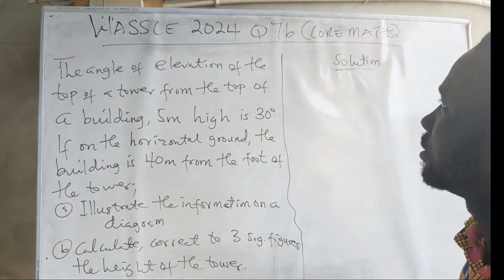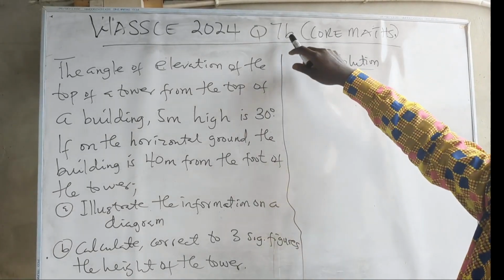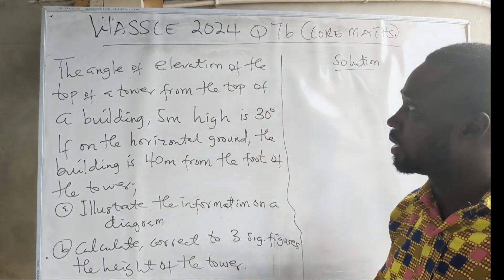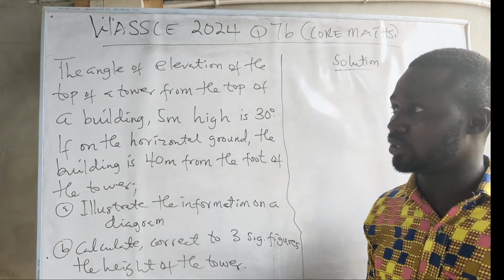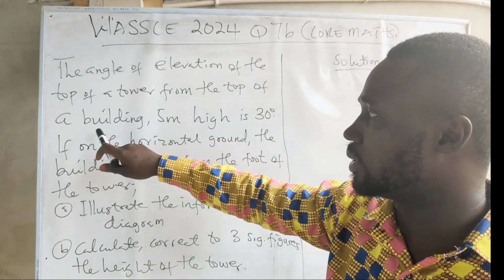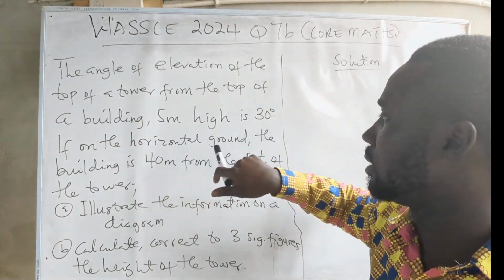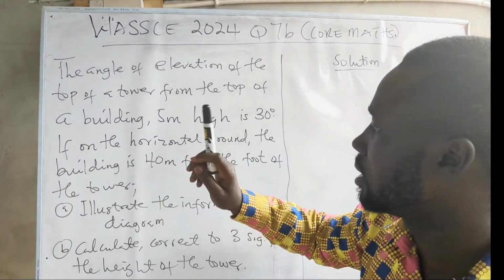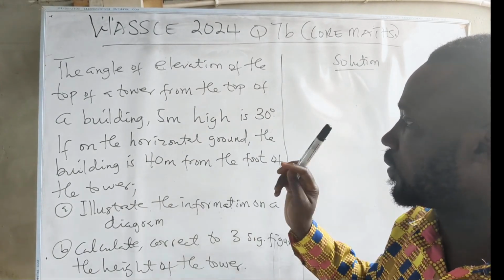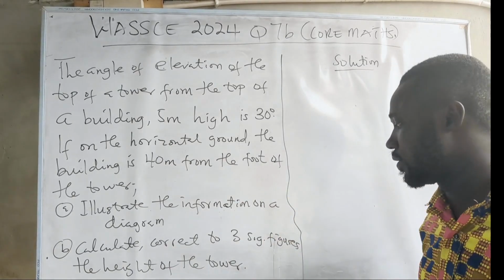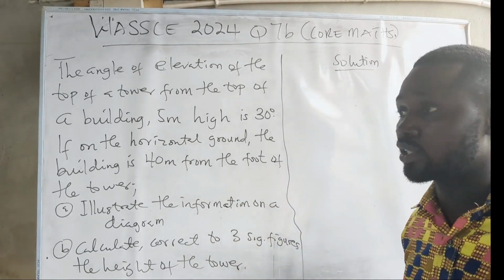Let's look at this question. WASSCE 2024 question 7b, on angle of elevation, trigonometry. The angle of elevation of the top of a tower from the top of a building 5 meters high is 30 degrees. If on the horizontal ground the building is 40 meters away from the foot of the tower: a. Illustrate the information on the diagram. b. Calculate, correct to 3 significant figures, the height of the tower.